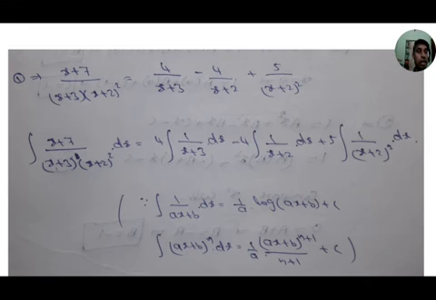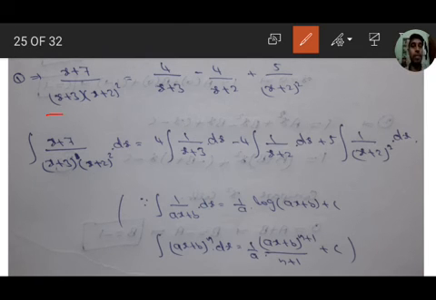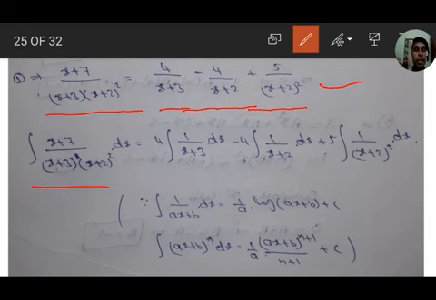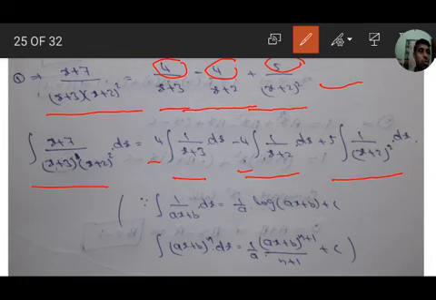Substitute in equation 1, we get x plus 7 by x plus 3 into x plus 2 whole square equals 4 by x plus 3, b value minus 4 by x plus 2, plus 5 by x plus 2 whole square. So integration of x plus 7 by x plus 3 into x plus 2 whole square equals 4 is the coefficient outside, integration 1 by x plus 3 dx, minus 4 is the coefficient outside, minus 4 into integration 1 by x plus 2 dx, and 5 is the coefficient, integration 1 by x plus 2 whole square dx.